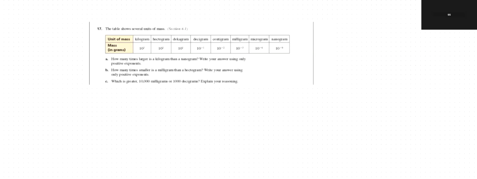I'm doing this problem because most of the students had difficulty in this. So this is a table given, and it's in relation with grams. Like in 1 kilogram, there are 10 raised to power 3 grams. In 1 hectogram, there is 10 raised to power 2 grams. So these are in relation to the grams each. Like in 1 nanogram, there are 10 raised to power minus 9 grams. Okay. So let's do A.